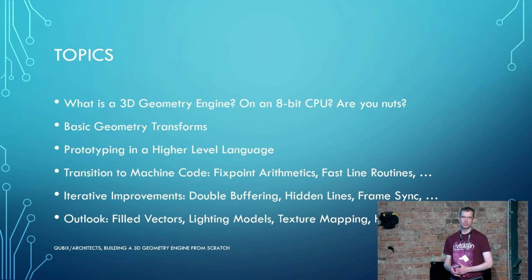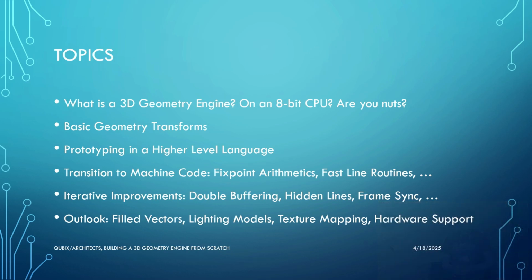Of course, at first we have to think about what basic geometry transforms you would need. Then we will go about prototyping such an engine in a higher level language, which actually means BASIC here on the 8-bit CPU. And we will see it's not fast enough for this, and to get to a good result, we need to make a transition to machine code.